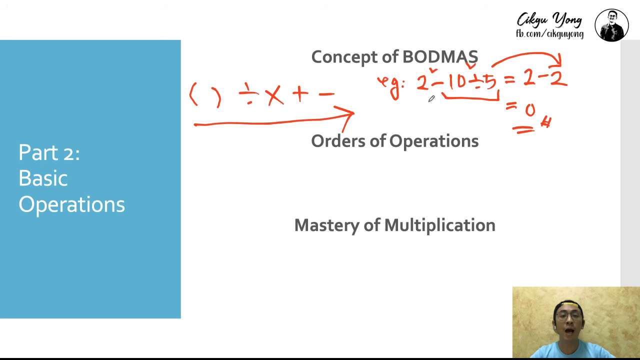All right. After following the concept of BODMAS, we will have to follow the order of operations. So what does that mean? You will have to solve your questions from the left-hand side to the right-hand side. Again, based on this particular example, I have already done my division, following the BODMAS concept. So for the second part, I just need to perform from left to right: 2 minus 2, so I'll get 0. So this is what is meant by this.